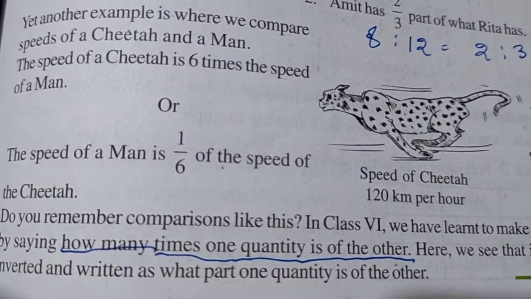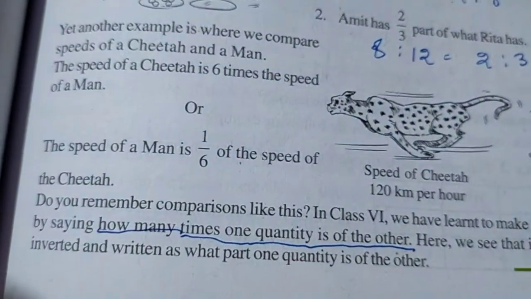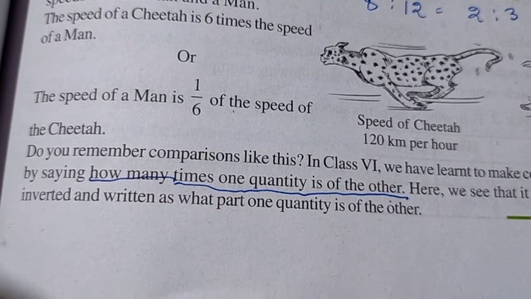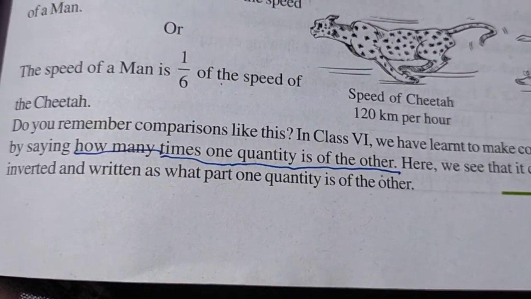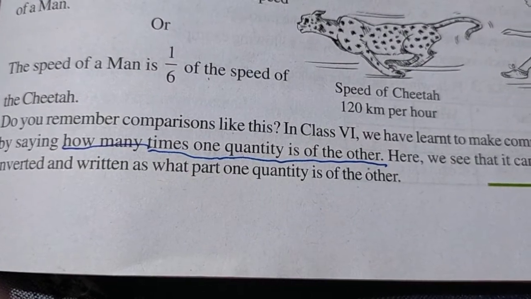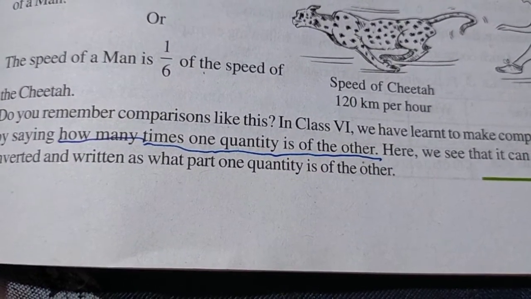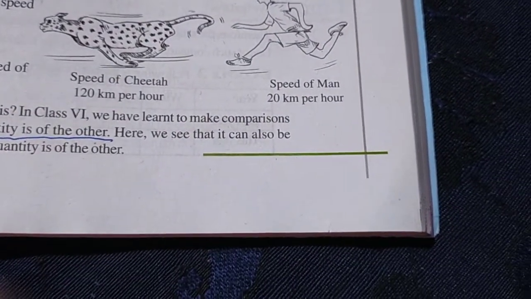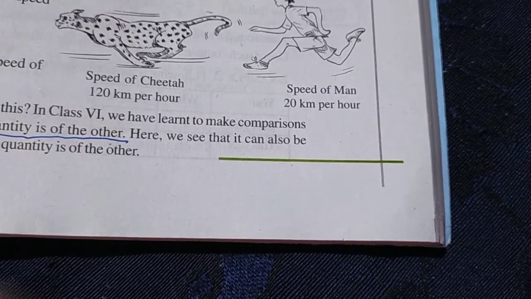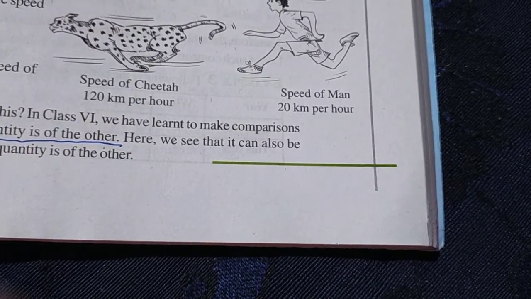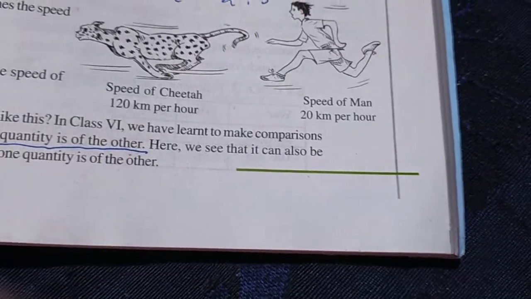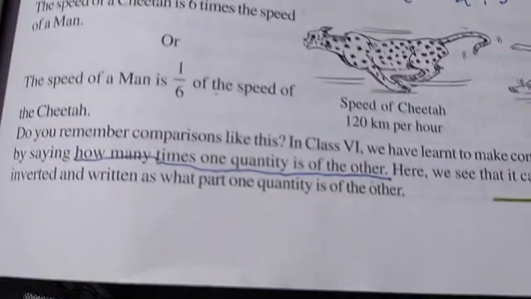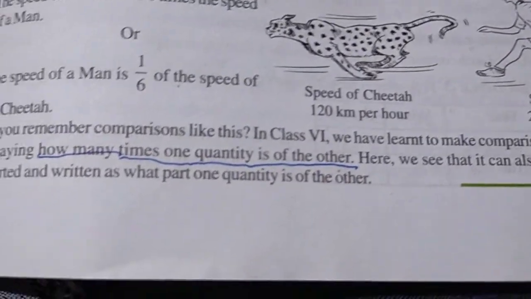Yet another example is where we compare speeds of a cheetah and a man. Speed of cheetah is 6 times the speed of a man, or the speed of the man is 1/6 of the speed of the cheetah. तो ये आप समझ गए होंगे कि चीता जो है वो इंसानों से 6 गुना ज़्यादा तेज़ भागता है. उसकी स्पीड है 120 किलोमीटर पर आवर. A man can run 20 kilometers per hour. So 120/20 is equal to how much? You cancel 2 into 2, 6 times more. Alright? The cheetah can run 6 times the speed of a man.